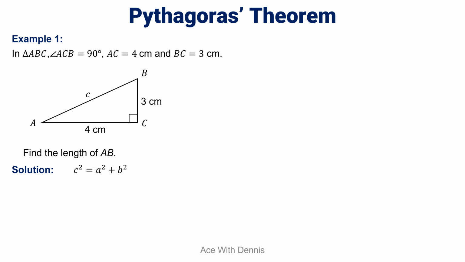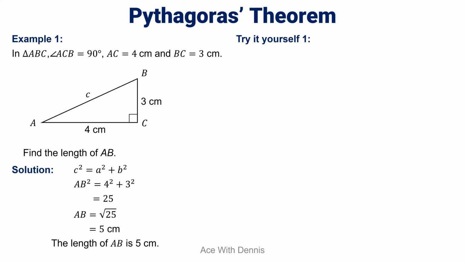So here's the solution. We know that Pythagoras theorem is C squared equals A squared plus B squared. So the C here is AB, which is the hypotenuse, and we know the values of A and B are 4 and 3. Hence, AB squared equals 4 squared plus 3 squared, which gives us 25. Therefore, AB is square root of 25, and the value is 5 centimeters. Then we can say the length of AB is 5 cm.